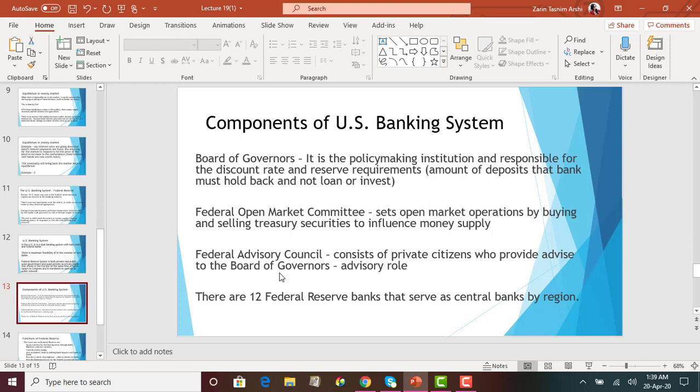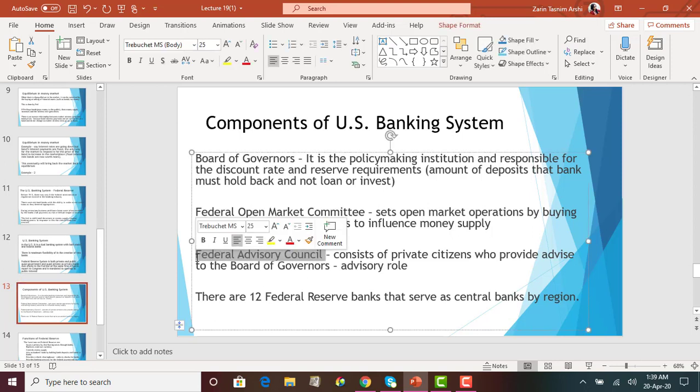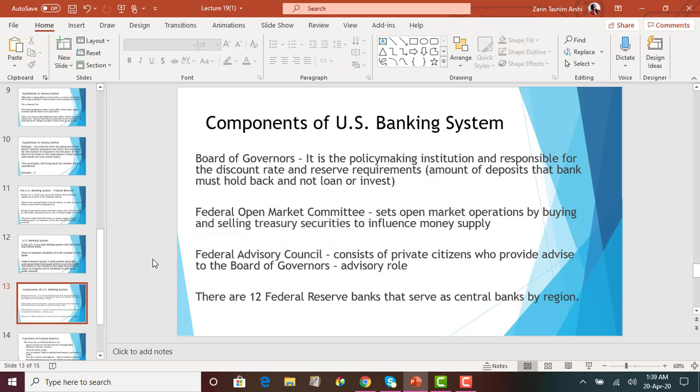Okay, another department that the Fed has is the Federal Advisory Council. It basically consists of some private citizens who give advice to the Board of Governors. So the Federal Advisory Council is a group of private citizens. They act as advisors and they do research and say, hey, right now the market needs to have a lower interest rate because we are probably going to hit a recession.